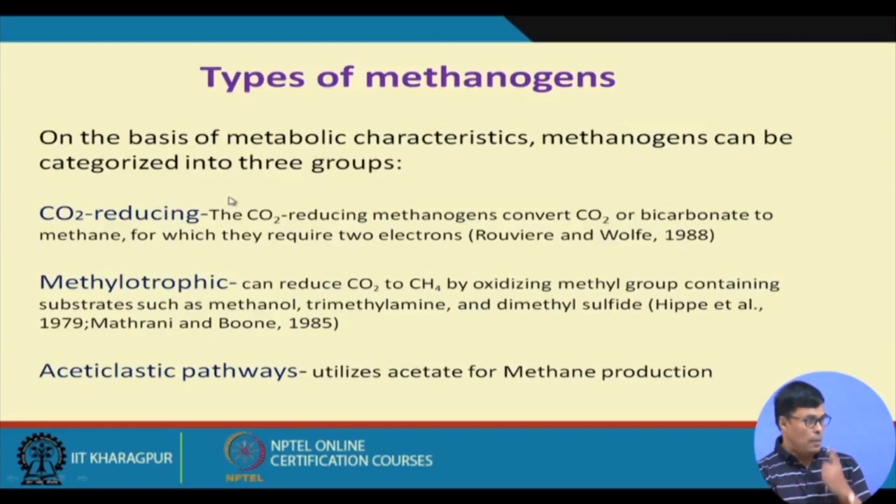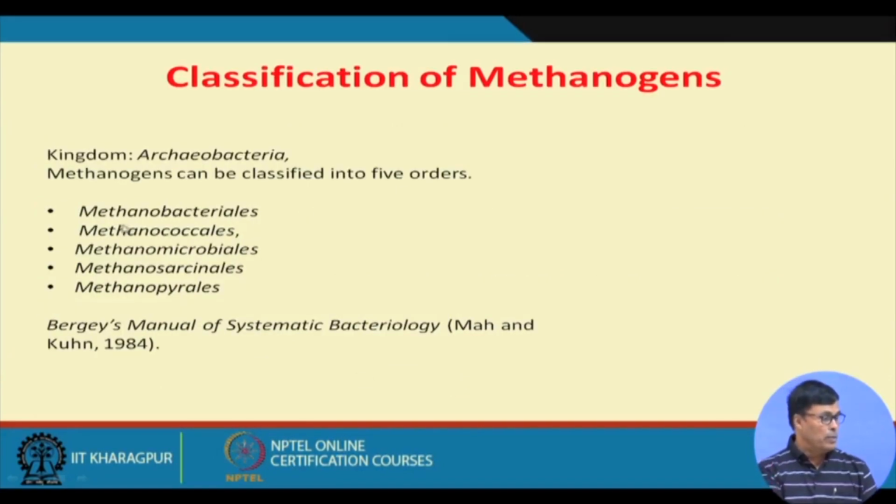We have three types of methanogens. One is carbon dioxide reducing, another is methylotrophic, and another is the acetoclastic pathway. In the carbon dioxide reducing type, carbon dioxide is converted to methane. In the methylotrophic type, methane is produced by oxidizing methyl group containing substrates such as methanol, trimethylamine and dimethyl sulfide. Acetoclastic methanogens usually convert acetate to methane. These are the different methanogens present.